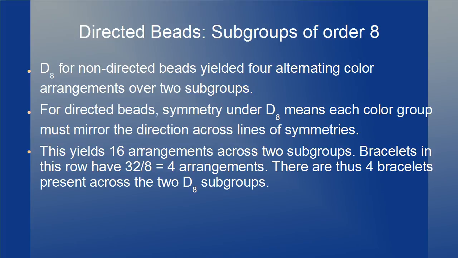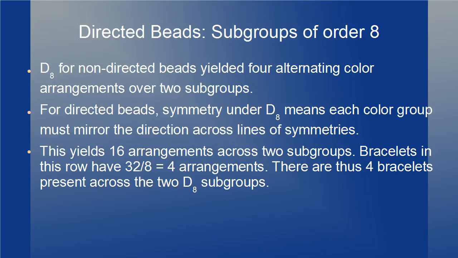Colors and directions are divided into 2 groups of 8, so we have 1 choice for the color, and then for the directions, we have 4 ways to choose clockwise or counterclockwise for each, a total of 8 arrangements. There are 2 D8 subgroups, so this is 16 arrangements divided by 4 arrangements per bracelet, giving 4 new bracelets.